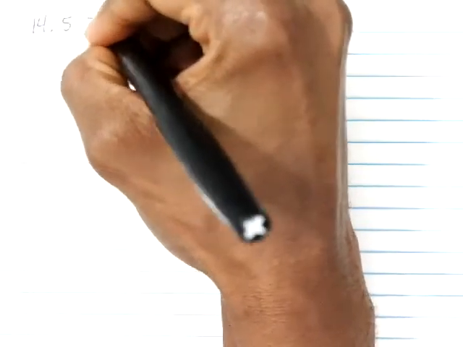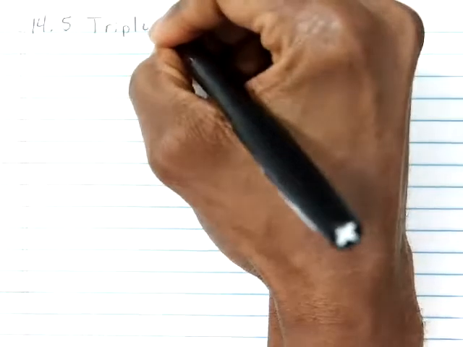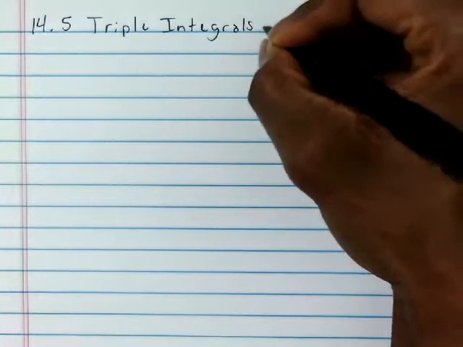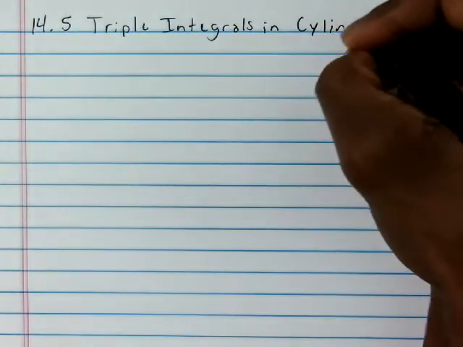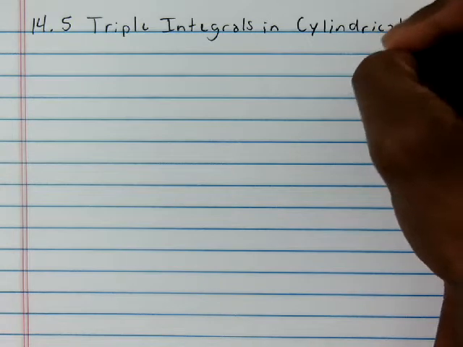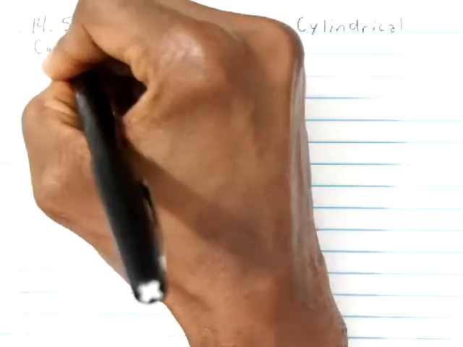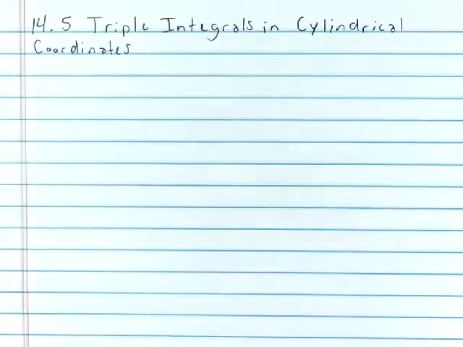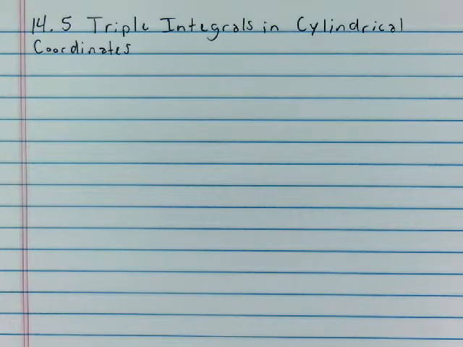Alright, we're going to begin section 14.5 in this video, which is triple integrals in cylindrical coordinates. So we learned section 14.1 was double integrals, and then in 14.2 we did double integrals in polar coordinates. So this is kind of the analog to polar coordinates, but for triple integrals.